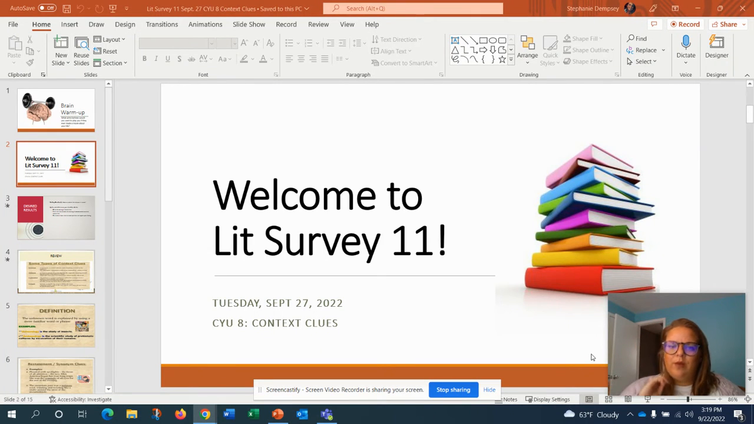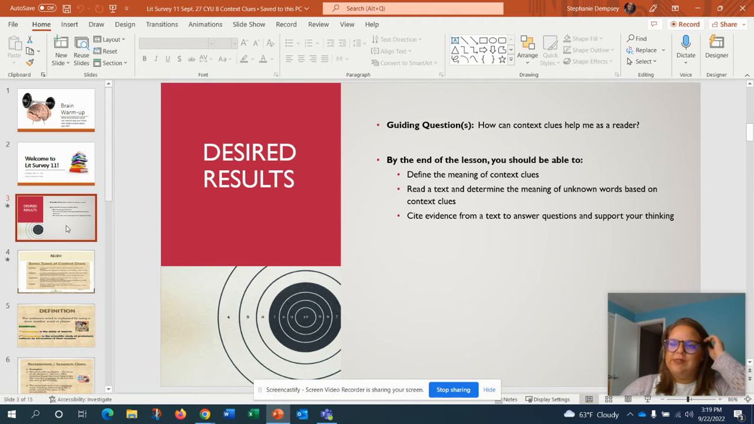Hey guys, so we are going to be working on our CYU 8 for context clues today. A big thing that we want to do is ask how context clues can help you as a reader. By the end of this lesson, you should be able to define the meaning of context clues, read a text, and determine the meaning of unknown words based on those context clues, and be able to cite evidence from a text to answer the questions to support your thinking.